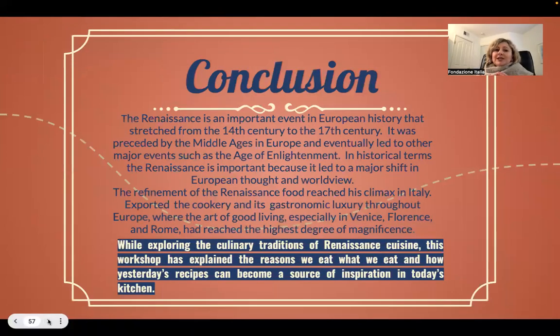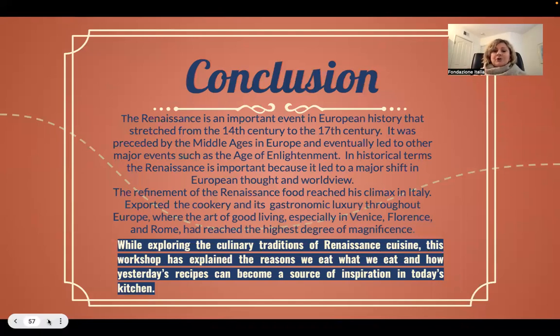So in conclusion, the Renaissance is an important event for European history, that stretch between the 14th century and the 17th century. It was preceded by the Middle Ages, and eventually it would lead to the Age of Enlightenment. The food during the Renaissance reached its climax in Italy.